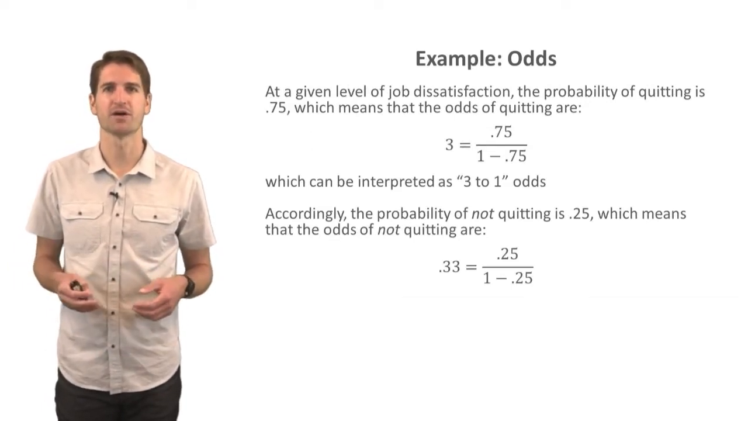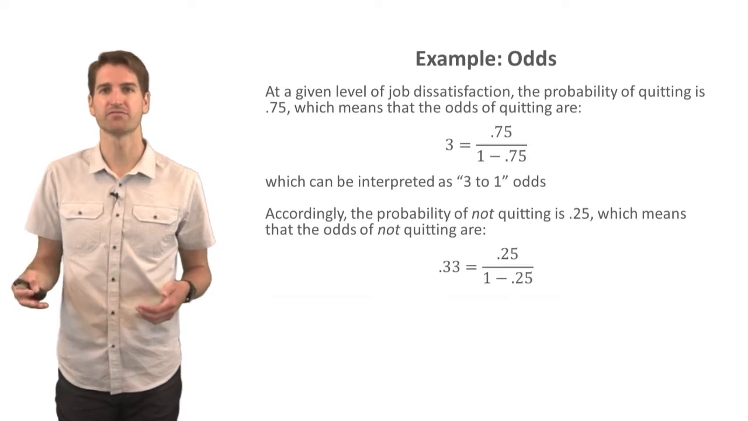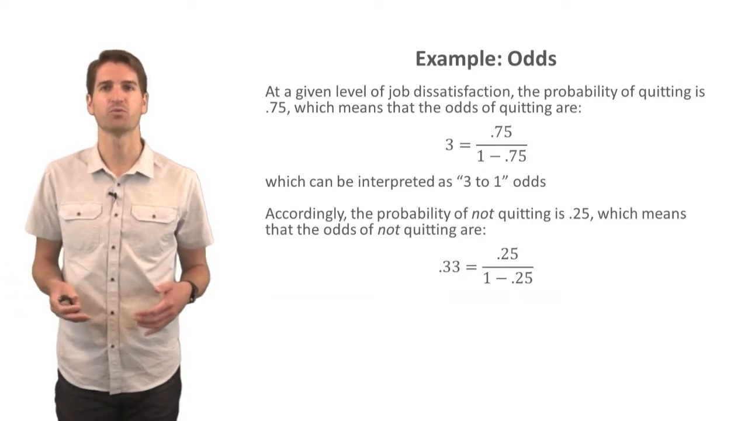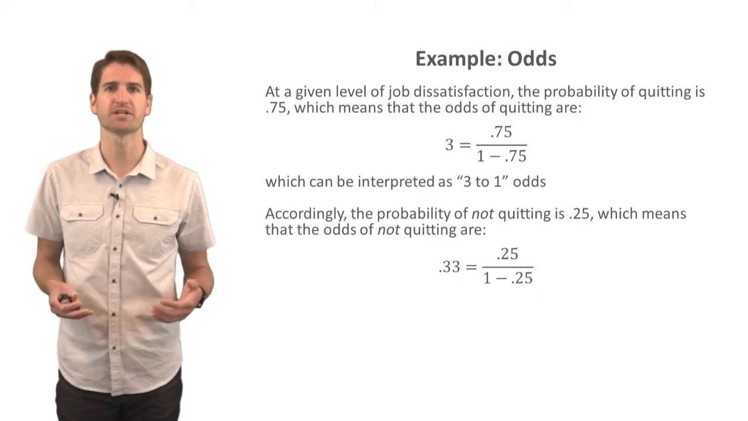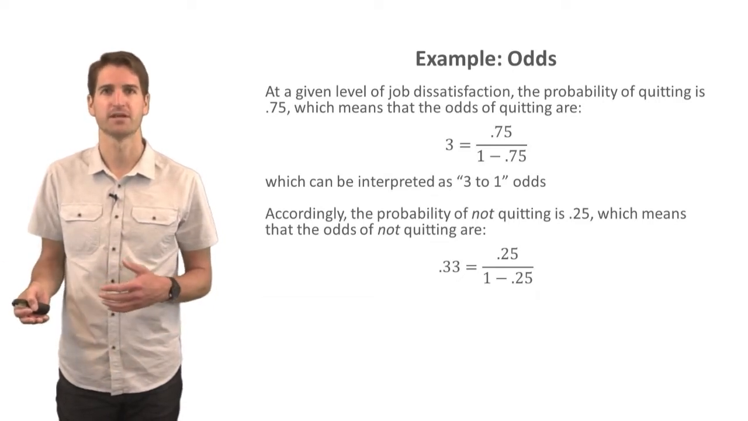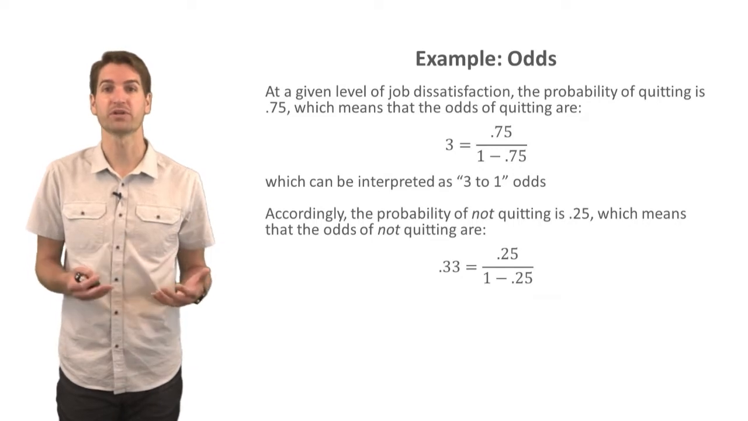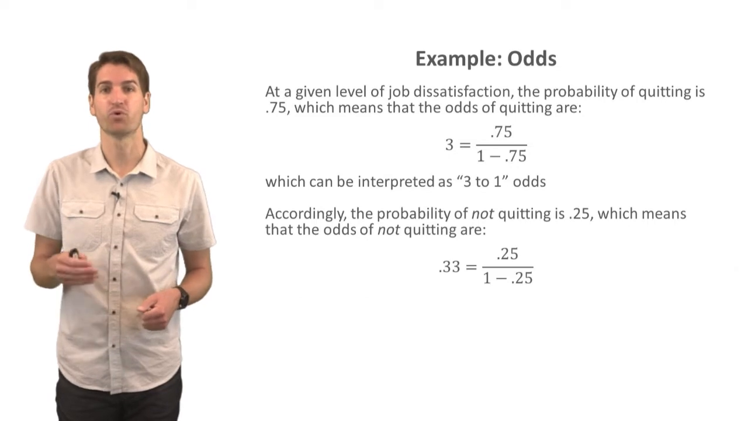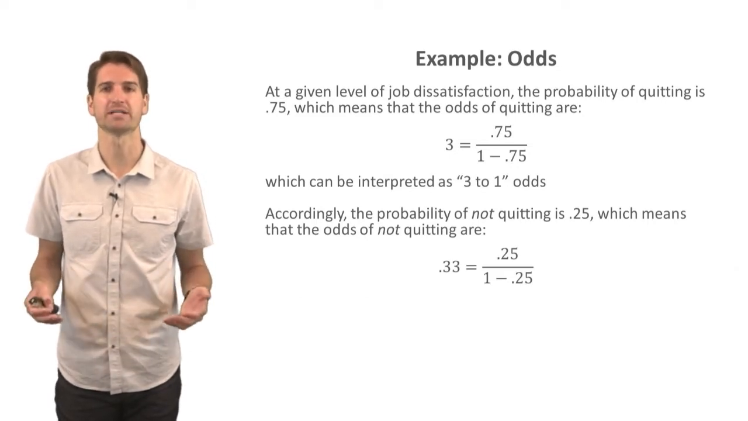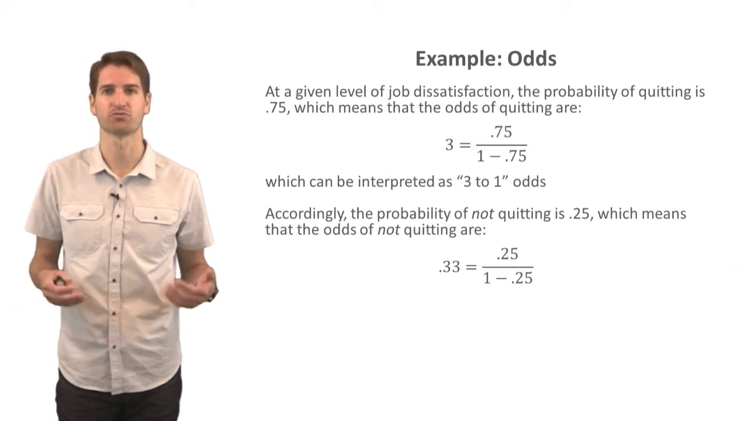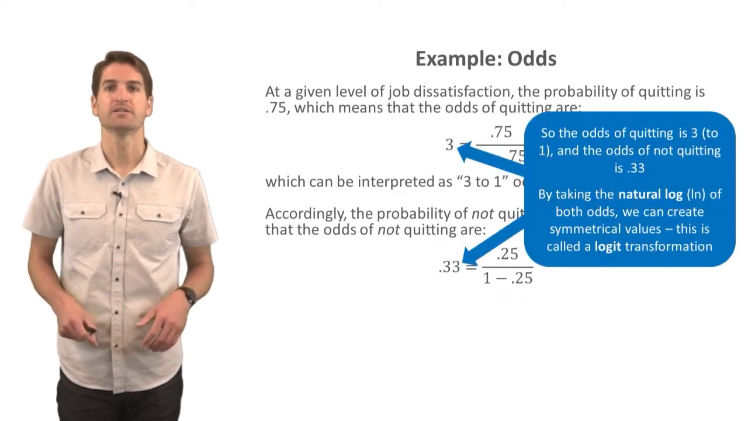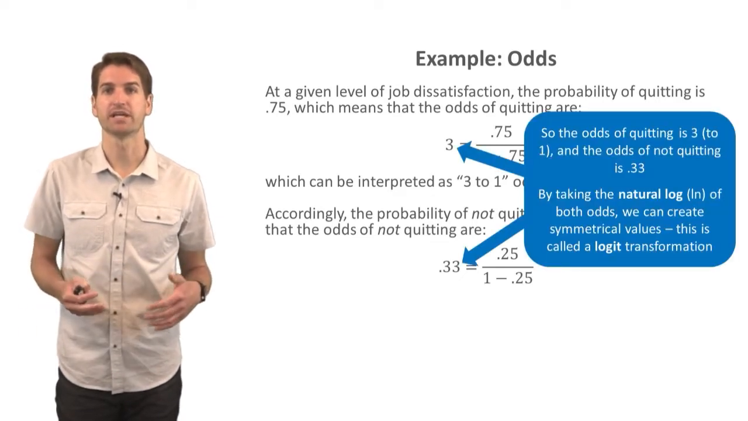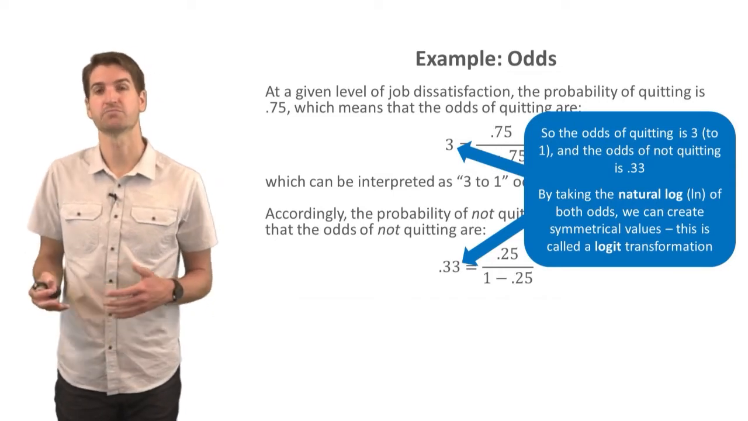At a given level of job dissatisfaction, for example, the probability of quitting is, let's say, 0.75, which means that the odds of quitting are 0.75 over 1 minus 0.75, which comes out to be 3, which can be interpreted as 3-to-1 odds. Conversely, the probability of not quitting is 0.25, which means that the odds of not quitting are 0.25 divided by 1 minus 0.25, which comes out to be 0.33. You'll notice here that the odds of quitting is 3, and the odds of not quitting is 0.33.